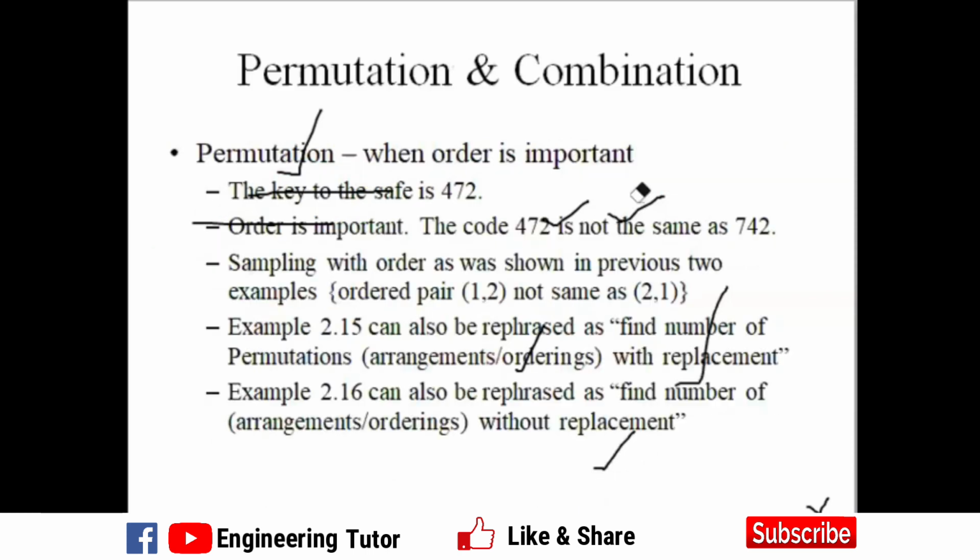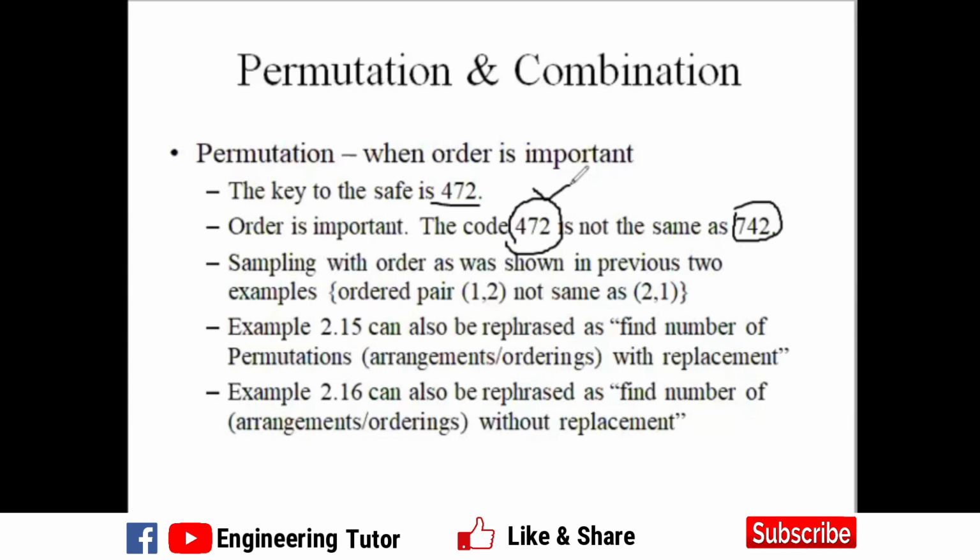Okay, let's move on. Permutation and combination. Permutation and combination are two terms which we will be using very frequently in this course. So what is a permutation? In permutation, the order is very important. Let's say the key to a safe is 472. Order is important, and the code 472 is not the same as 742. If you put 742 instead of 472, the safe will not open.